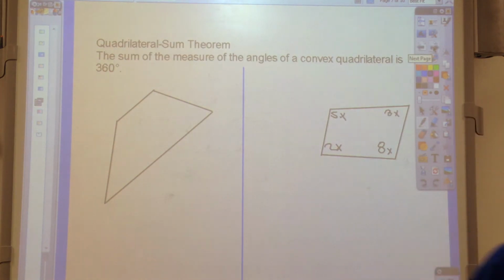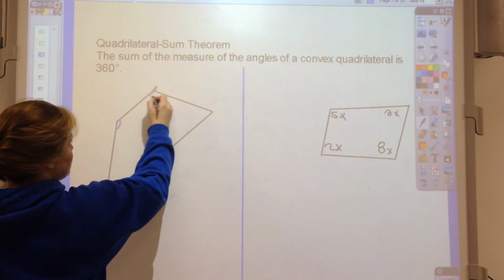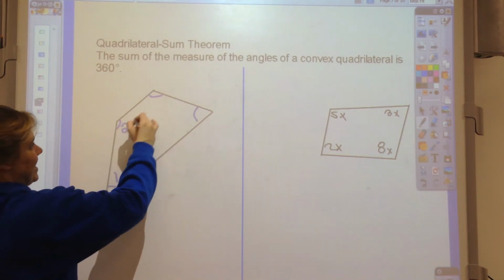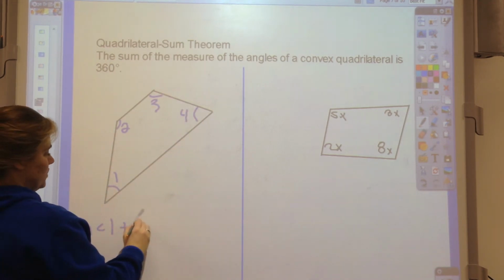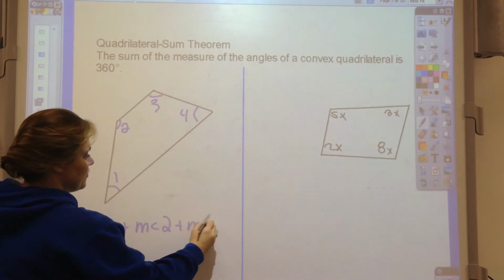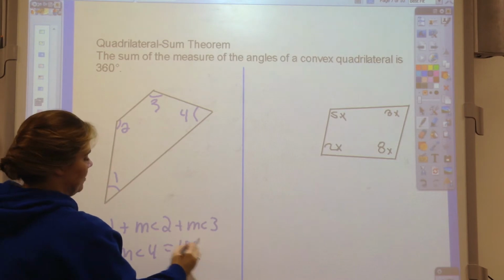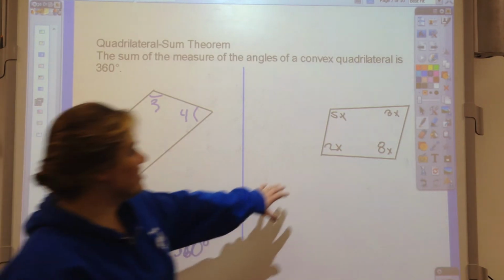So now we have the quadrilateral sum theorem. The sum of the measures of the angles in a convex quadrilateral is 360 degrees. So that means if I add up 1, 2, 3, 4 angles, those sums should equal 360 degrees. So I would say the measure of angle 1 plus the measure of angle 2 plus the measure of angle 3 plus the measure of angle 4 equals 360 degrees.